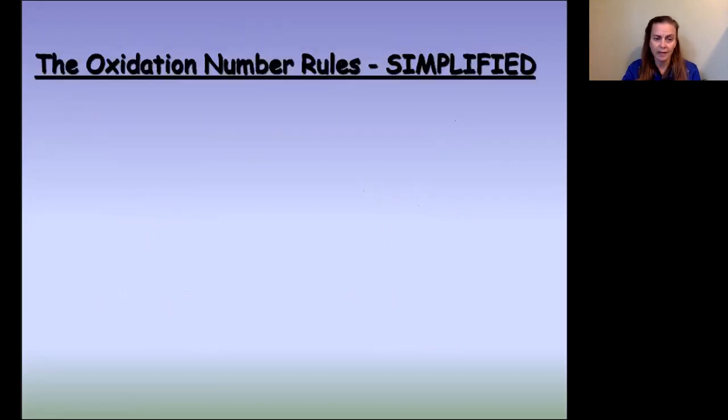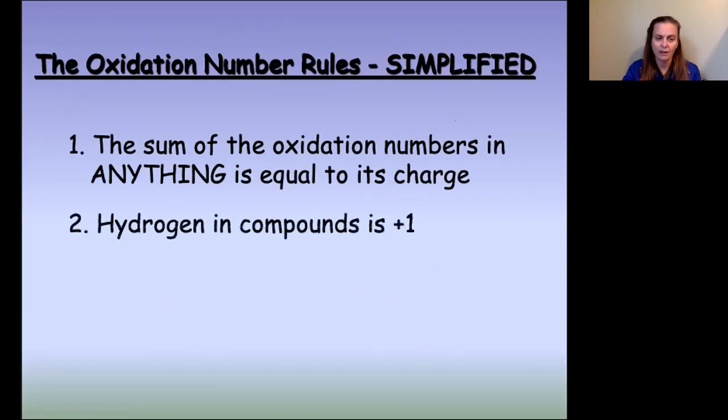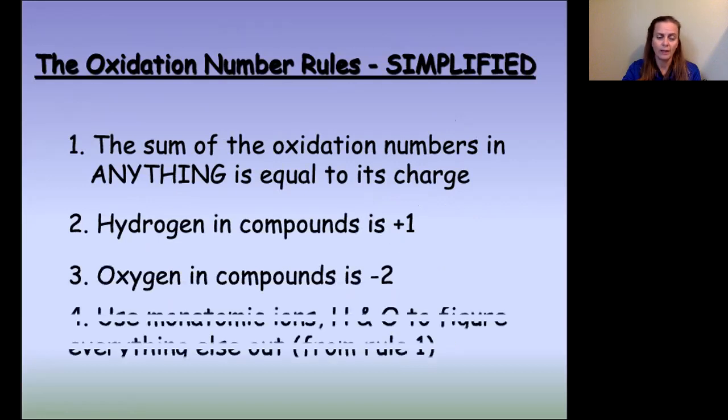Okay, so simplifying these oxidation number rules, I gave you 6 of them. Let's see if we can simplify them and only have 4. The sum of the oxidation numbers in anything is equal to its charge, whether that's a compound or a polyatomic ion. In compounds, hydrogen is +1, oxygen is -2, and we're going to use the monatomic ions, hydrogen and oxygen, to figure anything else out.